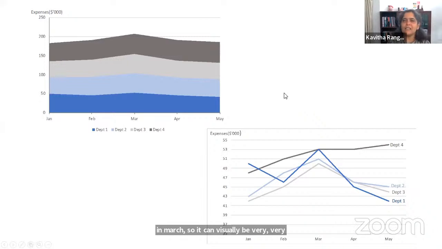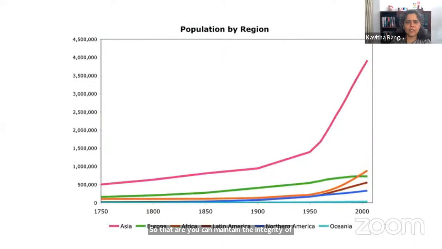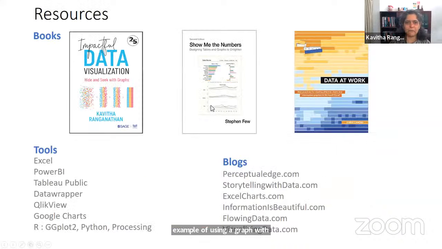Okay, I hope I've convinced you that data visualization can be very, very powerful, but you have to be very careful in how the graphs are created so that you can maintain the integrity of the visualization. That is a very, very important aspect. So here's an example of using a graph with lines instead of stacked so that you can clearly see how the categories are changing.